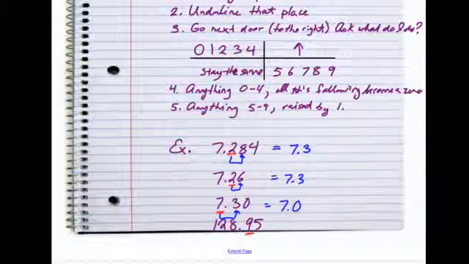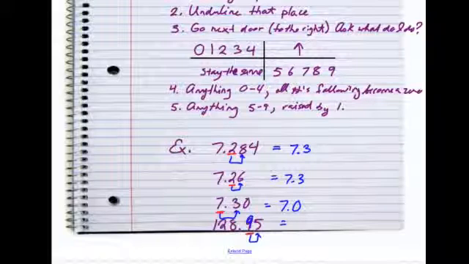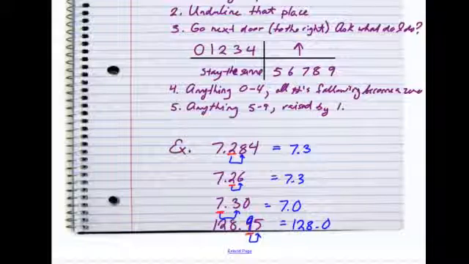Finally, 128 and 95 hundredths rounded to the tenths place. I look at the 5. 5 is equal to 5, right? And so I need to round up. When I round my 9 up, it rounds to a whole ones digit. It rounds to a 10. So my answer is 128.0. There's no value left there. I actually round all the way up, to equal 129.